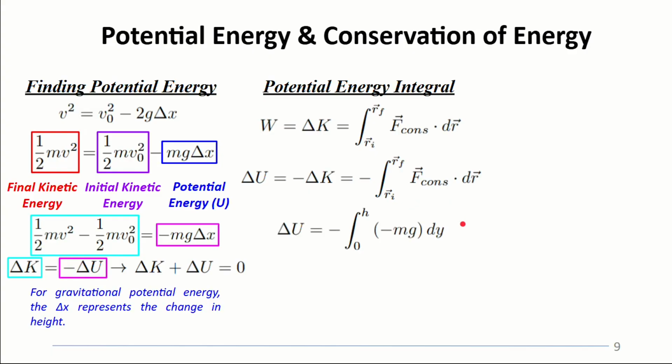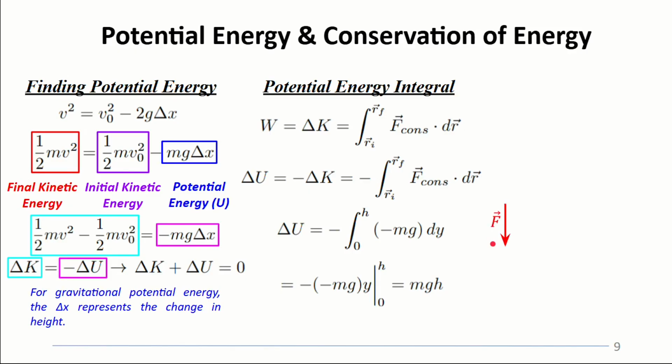And if you wanted to figure out what delta U is going to be for, say, gravity, you could do negative, integrate from 0 to h, and then you stick in your gravitational force, and then you take the direction that you're working with. In this case, it's the dy. Integrate this out, you get negative mg times y, going from 0 up to h, and you find that your potential energy is going to be mgh.